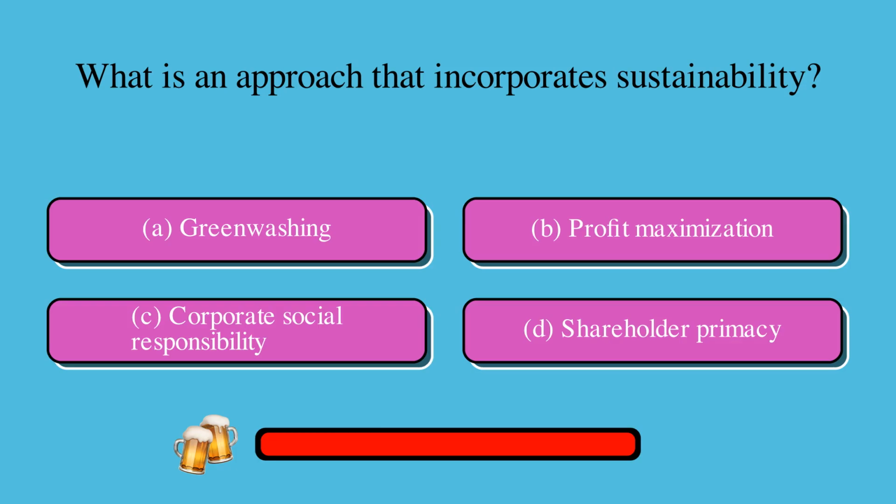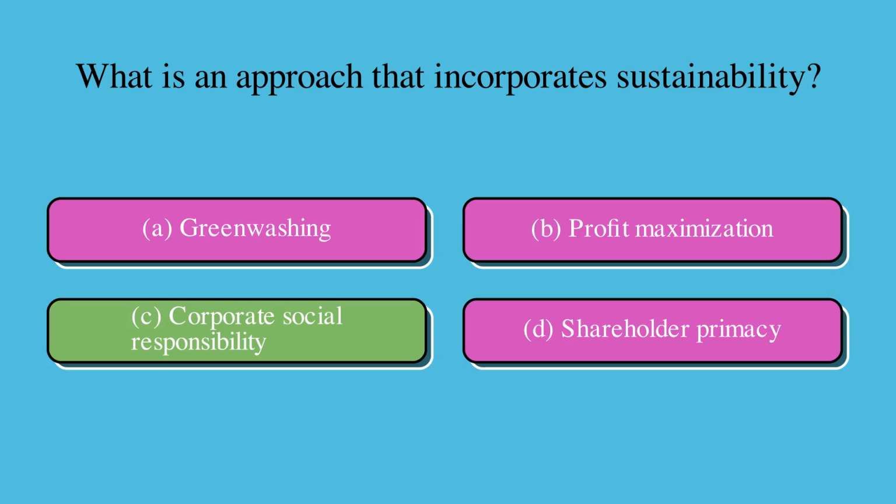What is an approach that incorporates sustainability? Is it A, greenwashing, B, profit maximization, C, corporate social responsibility, or D, shareholder primacy? The correct answer is C, corporate social responsibility.